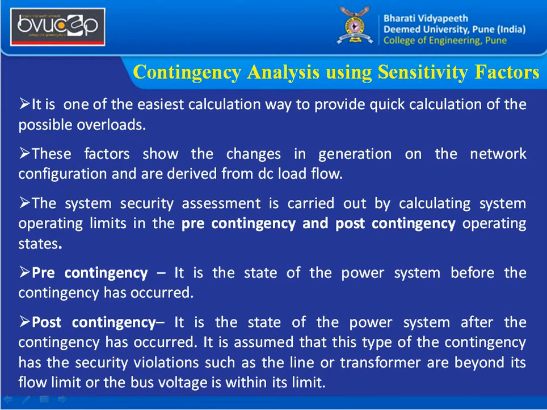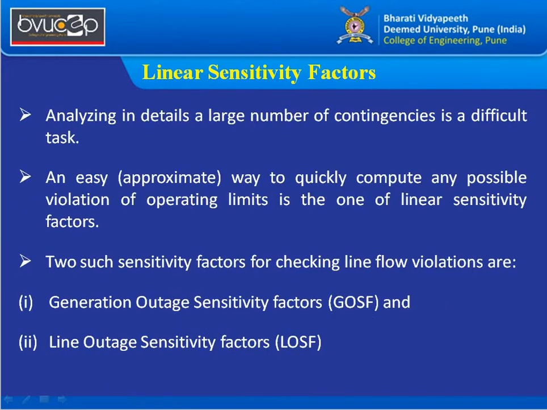The contingency can be of various combinations. It can be one generator, two generators, multiple generators, a transmission line, or a combination of any of these. In this case, it is assumed that the type of contingency causes security violations. A security violation can be a line or transformer beyond its flow limits, or a bus voltage outside its limit. These two are the probable conditions we consider for post-contingency. Whatever difference we observe between pre-contingency and post-contingency will be the final result.